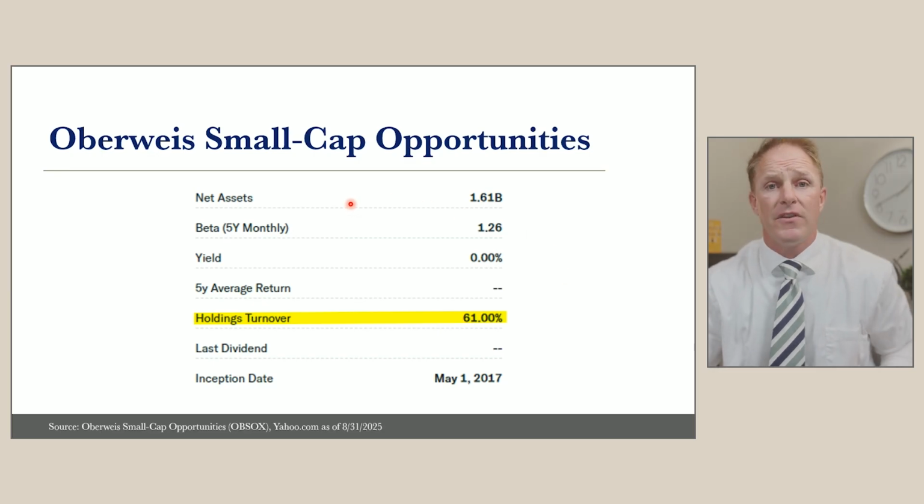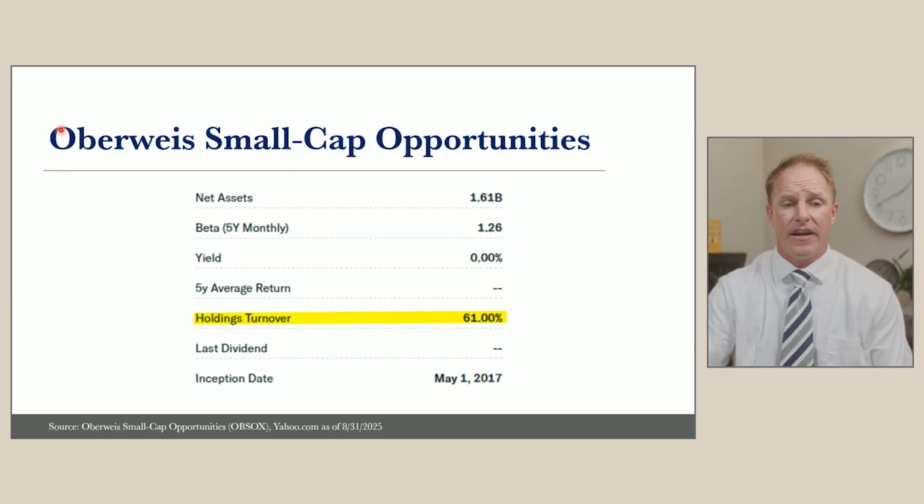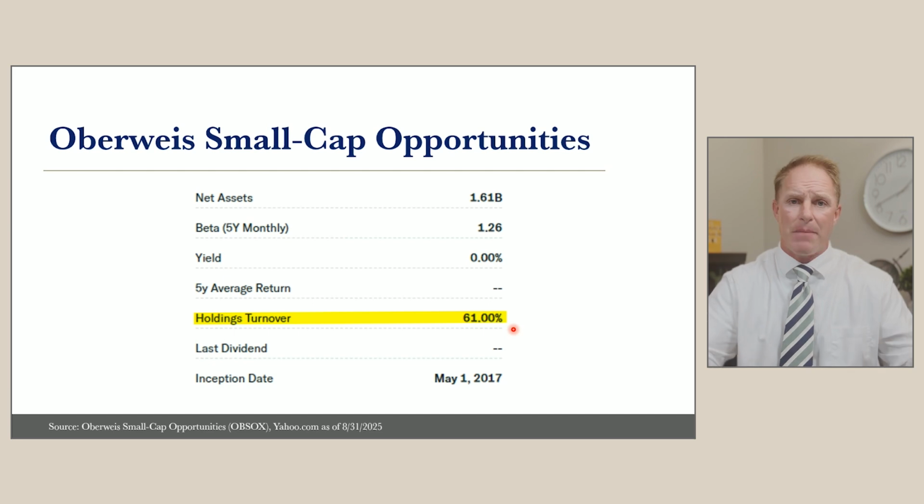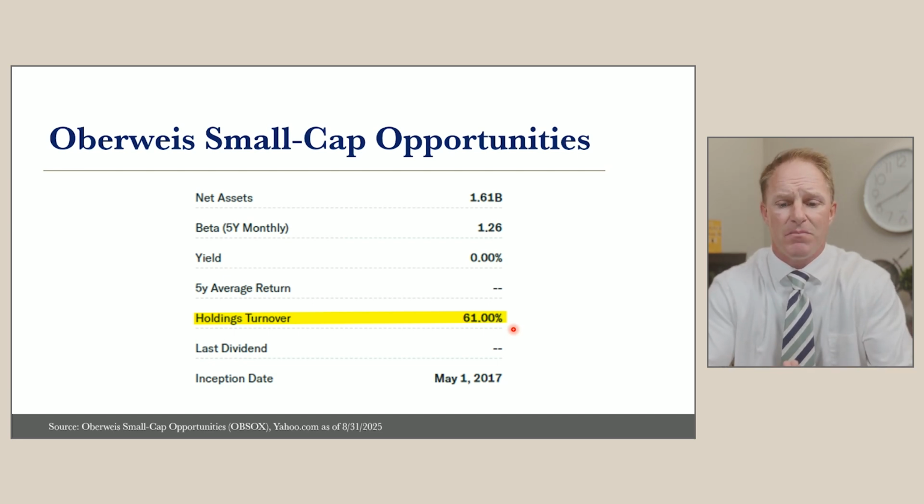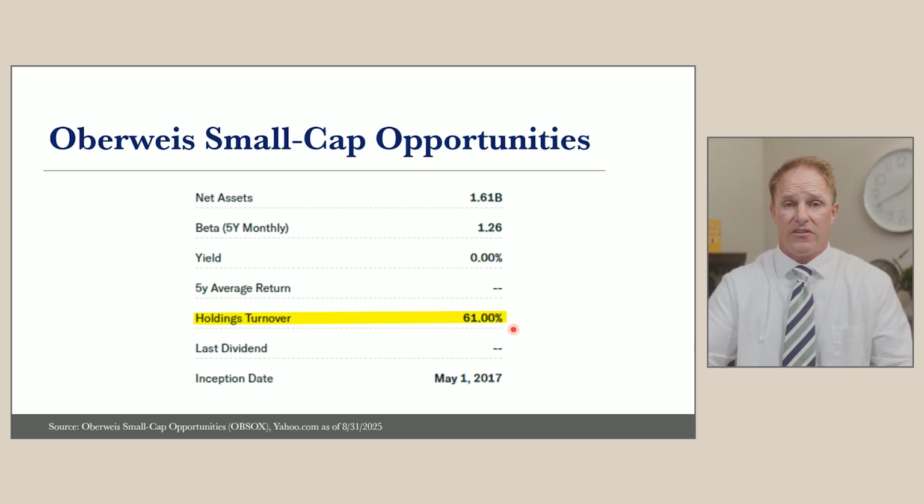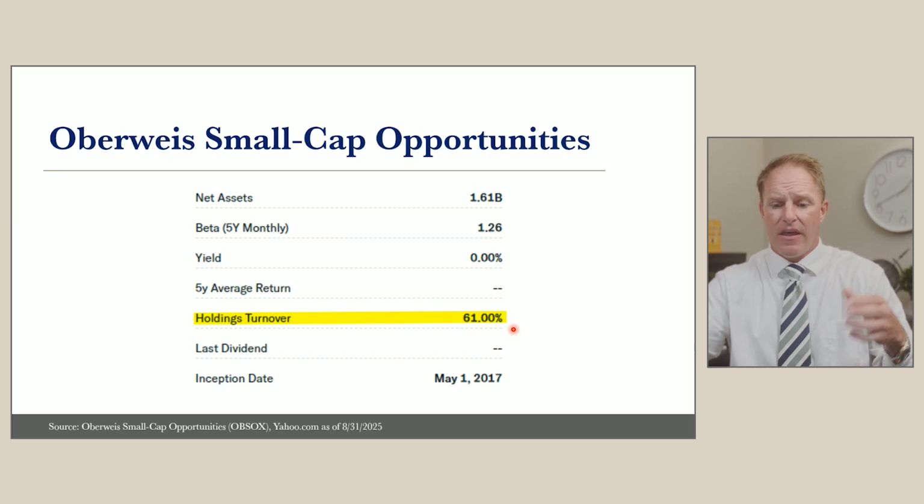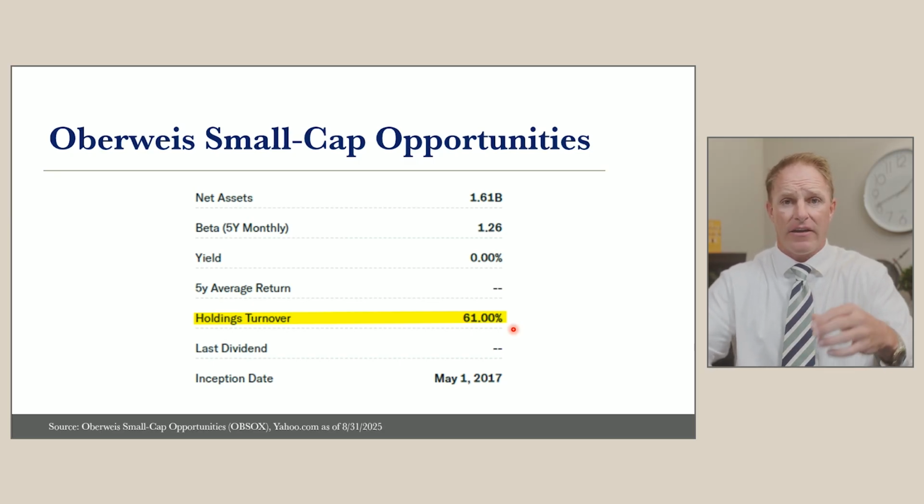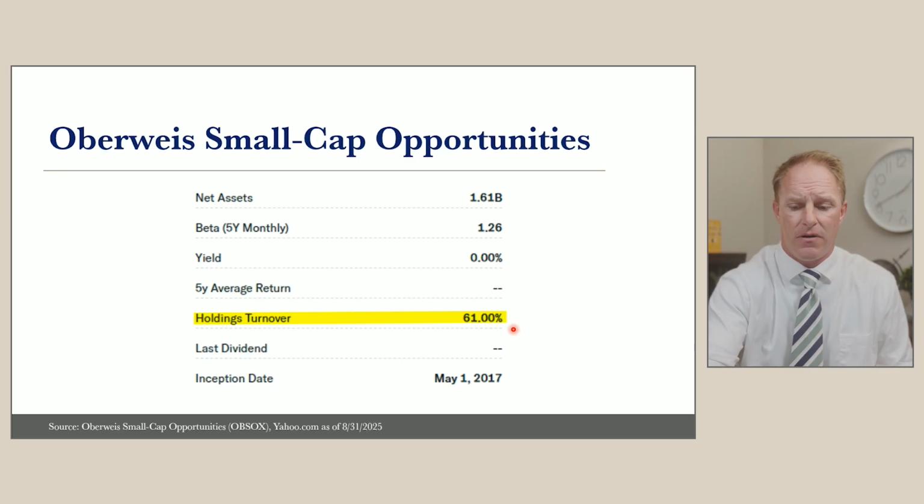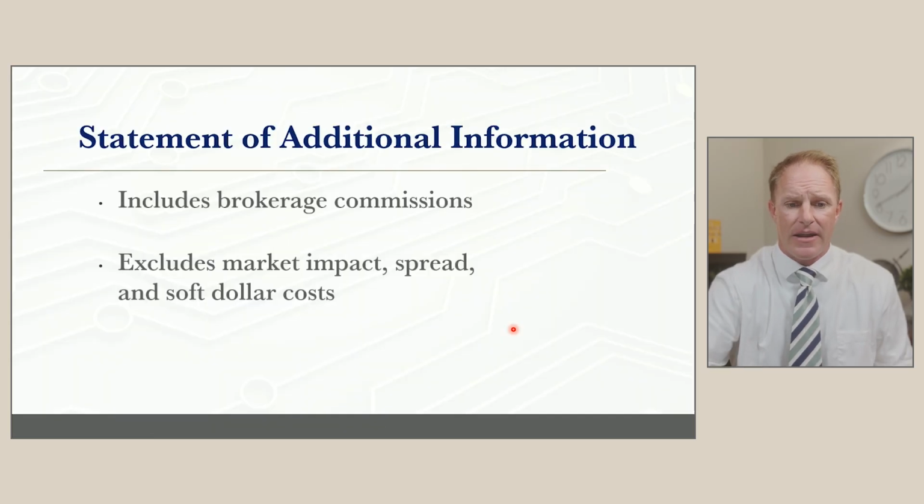If you want to find out what the turnover is of a mutual fund, again, I use the Oberweis Small Cap Opportunities Fund. I went to Yahoo Finance and found that it had a 61% turnover, which isn't that bad for an actively managed mutual fund. You'll see some of them that have well over 100% in annual turnover when you do this research. When you get those higher numbers, that typically means higher costs on top of the expense ratio of the mutual fund that you're buying.